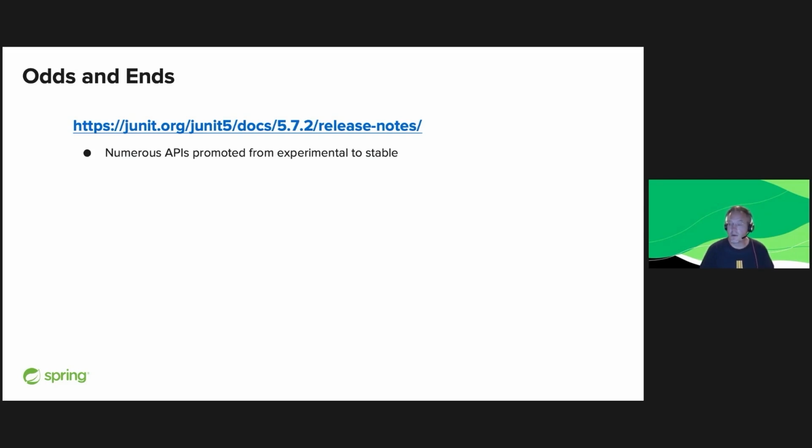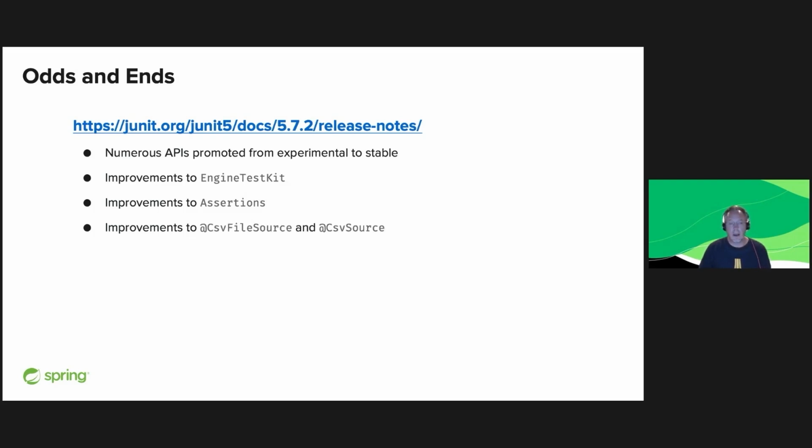So what happened basically in the 5.7 timeline, for starters, a number of the APIs that were previously experimental, we upgraded them to stable. So that might make some of you happy. We have some various improvements to the engine test kit for testing engines and extensions. We also had some small improvements to the assertions in JUnit Jupiter and some general improvements to the CSV support in parameterized tests when you're using @CsvFileSource and @CsvSource. So if you're interested in knowing what those are, just check out some of the attributes in those annotations and you can see some of the newer features.